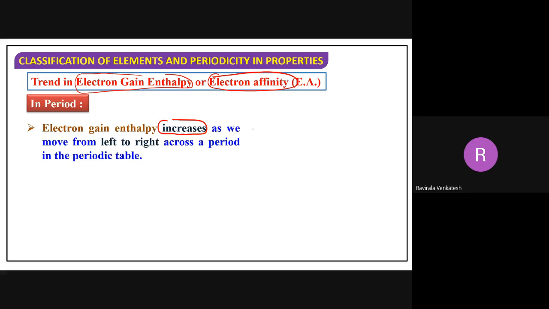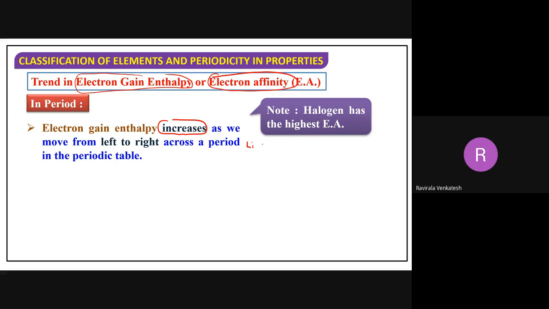For example, we'll take a beautiful example here. Lithium, then after that, beryllium. Which period is it? Second period: boron, carbon, nitrogen, oxygen, fluorine, neon. Lithium, beryllium, boron, carbon, nitrogen, oxygen, fluorine, neon all belong to the second period.